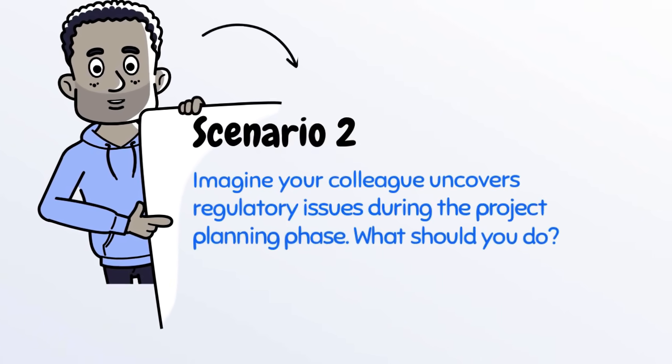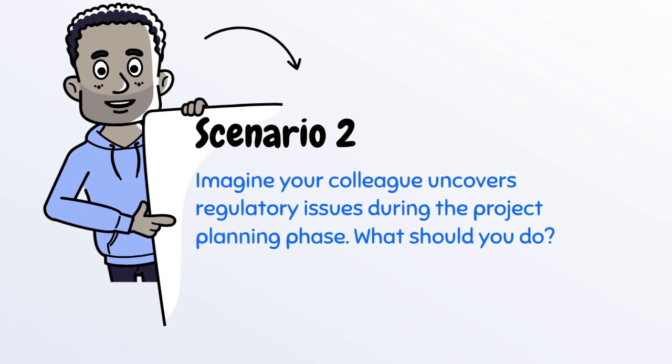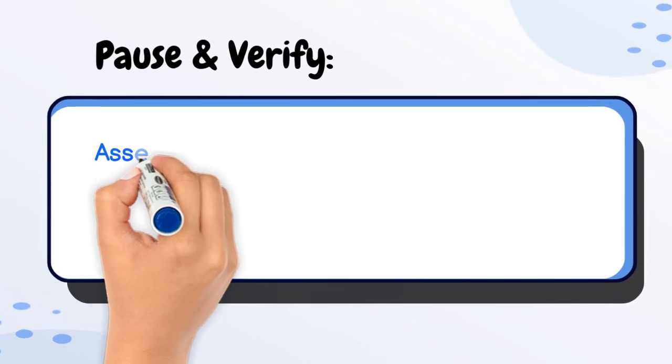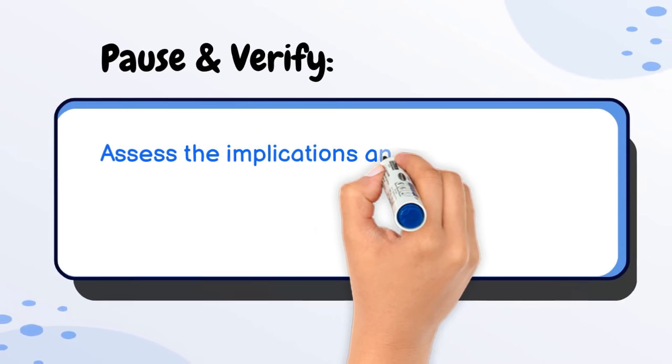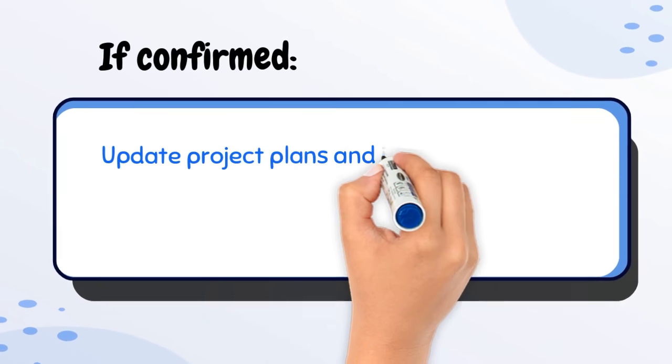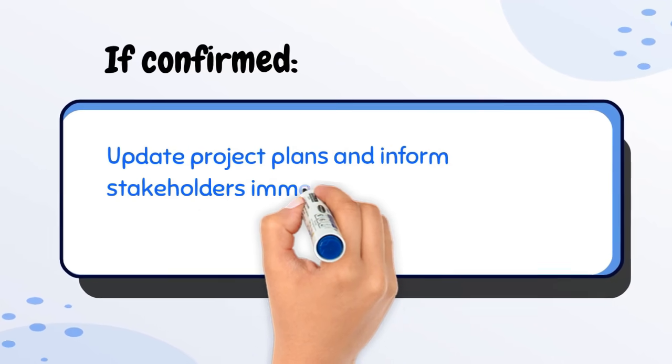Imagine uncovering regulatory issues during project planning. What should you do? Pause and verify. Assess the implications and consult with a legal team. If confirmed, update project plans and inform stakeholders immediately.